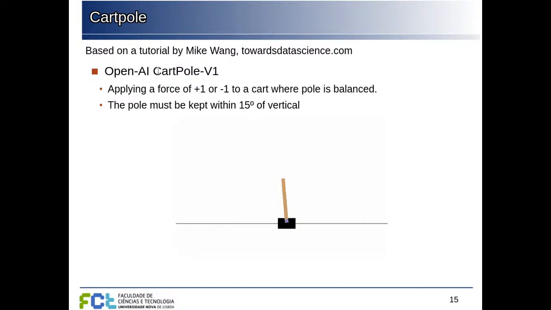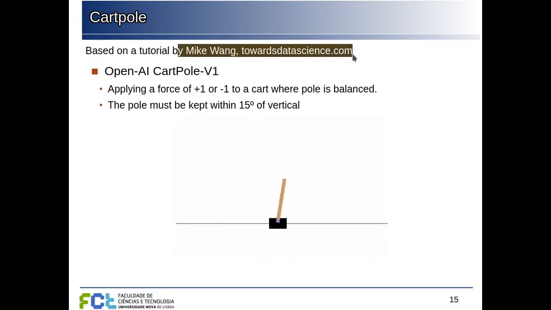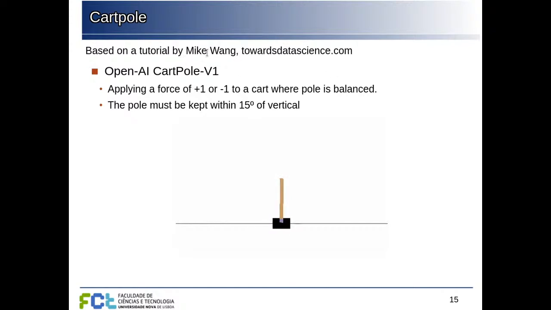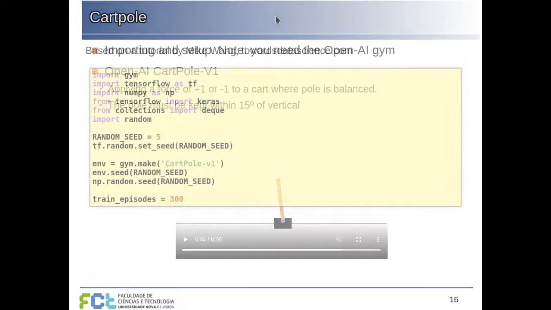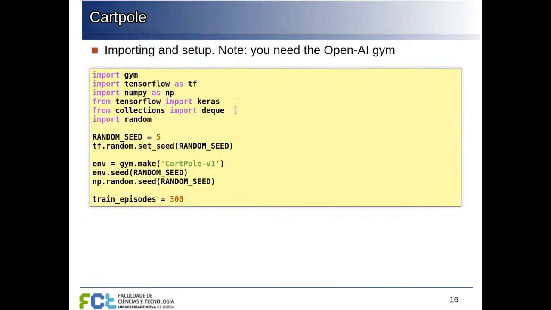So this is the CartPole-v1 scenario in the OpenAI library, in the Gym. You can install that and you can use this. And I'm going to adapt a tutorial that you can find by Mike Wang on this site. So first we're going to import what we need. We're going to use Keras to create the network that tries to predict the expected returns of pushing left or pushing right, which are the actions that we have.